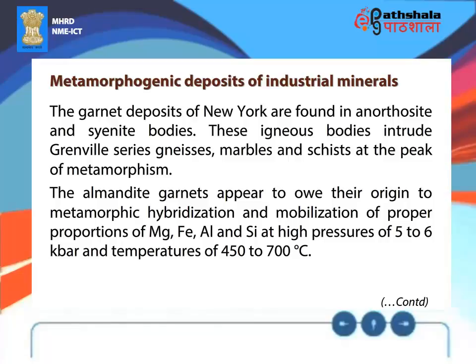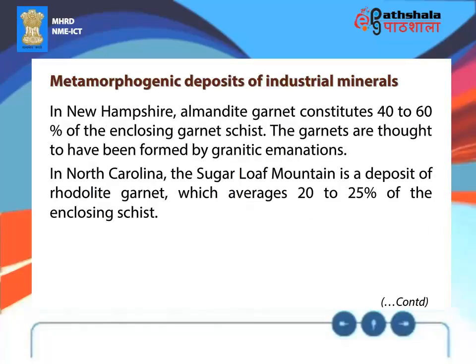The almandite garnets appear to owe their origin to metamorphic hybridization and mobilization of proper proportions of magnesium, iron, aluminium, and silica at high pressures of 5 to 6 kilobar and temperatures of 450 degrees centigrade to 700 degrees centigrade. In New Hampshire, almandite garnet constitutes 40 to 60% of the enclosing garnet schist. The garnets are thought to have been formed by granitic emanations. In North Carolina, the Sugar Loaf Mountain is a deposit of rhodolite garnet, which averages 20 to 25% of the enclosing schist.